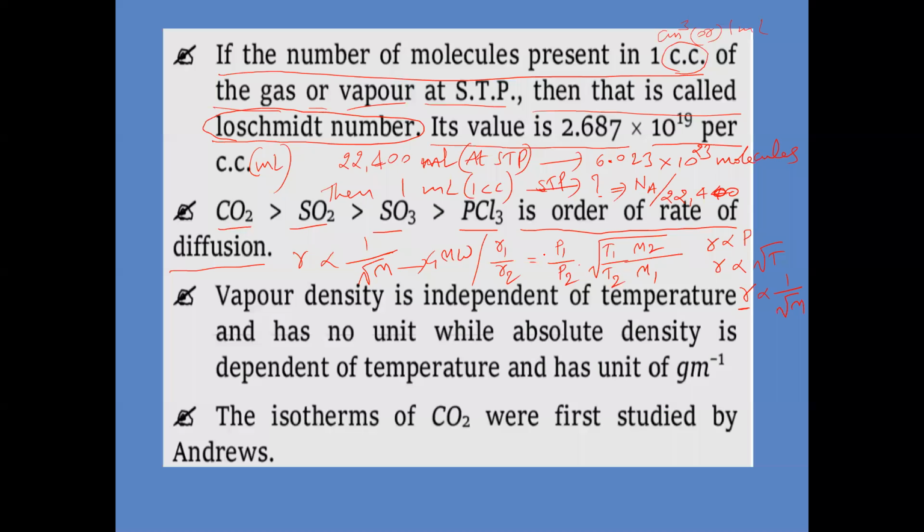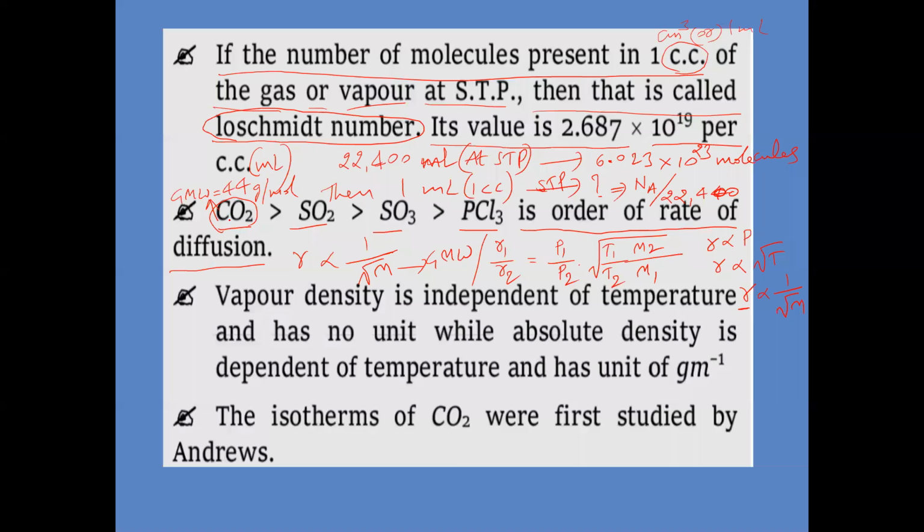So this relation is the equation of Graham's law of diffusion, or Graham's law of effusion. Is that clear? Graham's law is an important area. Next, why have we taken more rate of diffusion for CO2? What is the gram molecular weight? It is 44 grams per mole. 44 grams per mole is the CO2 molecular weight.